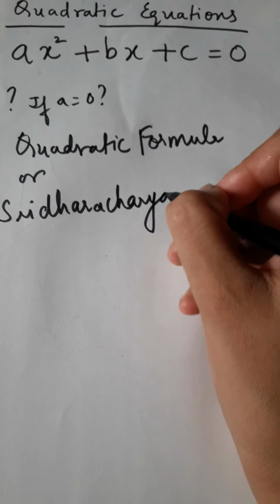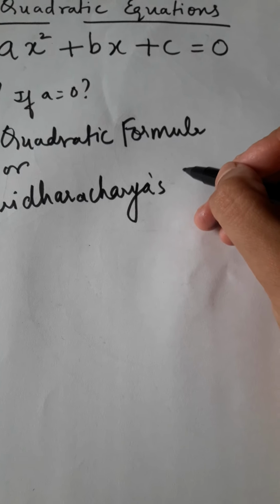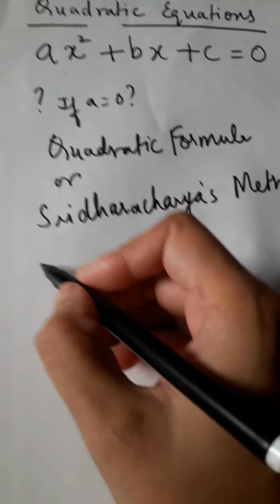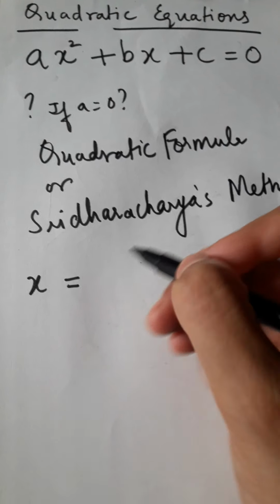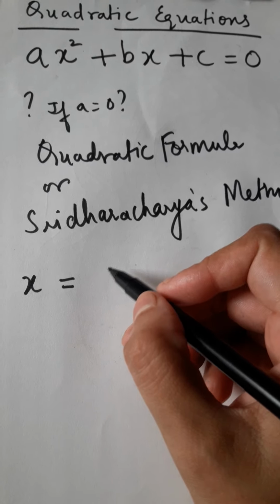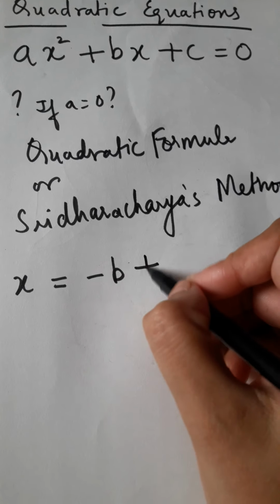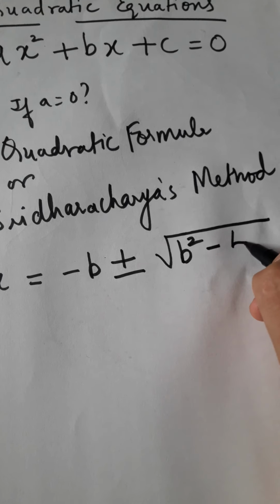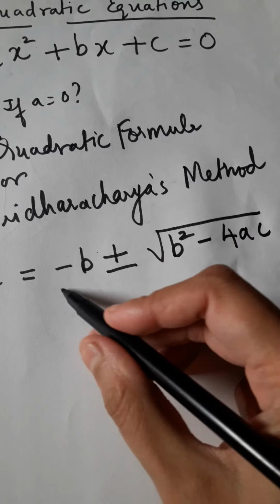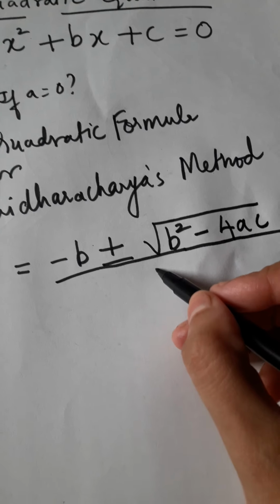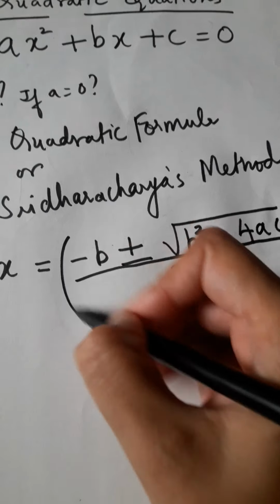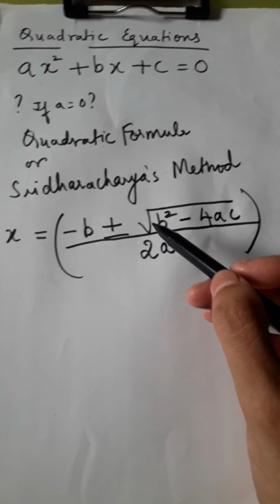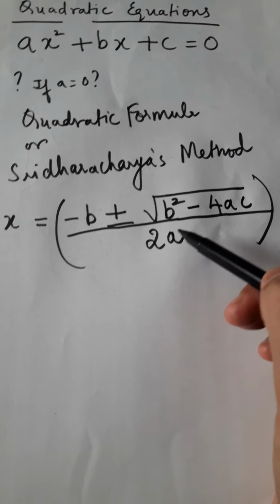Sridharacharya's method, or formula, to find the solution. He says x is the unknown. The value of x is equal to minus b plus or minus the root of b square minus 4ac, the whole thing divided by 2a. I'll read it out for you again. x is equal to minus b plus or minus square root of b square minus 4ac by 2a.